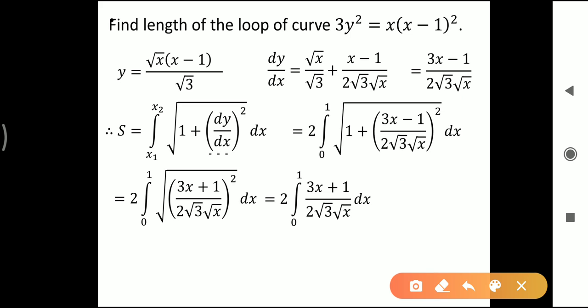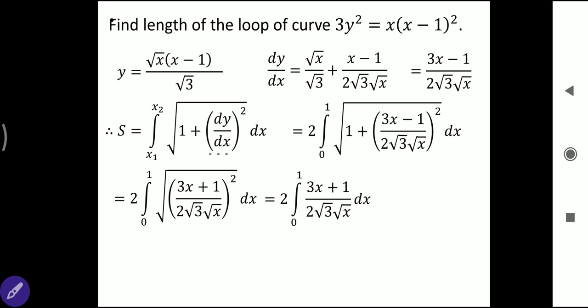One more thing, why are we getting 2 times here? Now why 2 times? As I told you, the symmetry of the curve is about the x-axis. So actually this part will give you the length of the loop above the x-axis. Similarly, to get the length of the loop below the x-axis, the same length will be there. That's why we are making it 2 times.